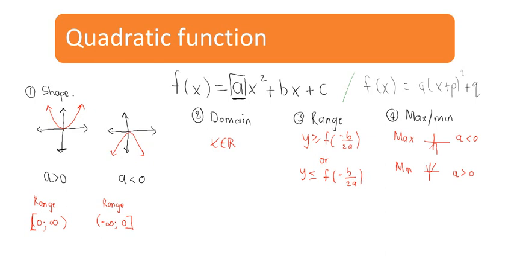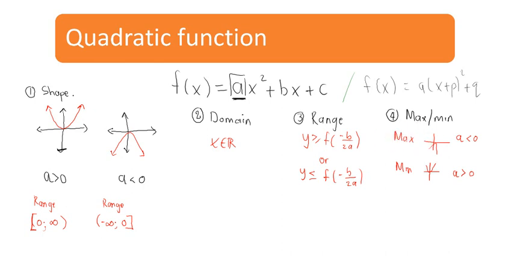Right. We also said that you have a maximum value for y when your a value is less than 0, and you have a minimum value when your a value is greater than 0. So your quadratic function will be a minimum when your a is greater than 0, and it will be a maximum when your a is less than 0. Okay.